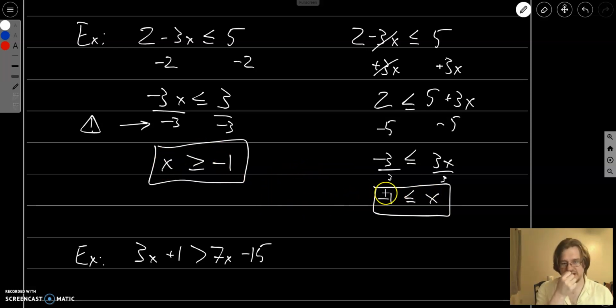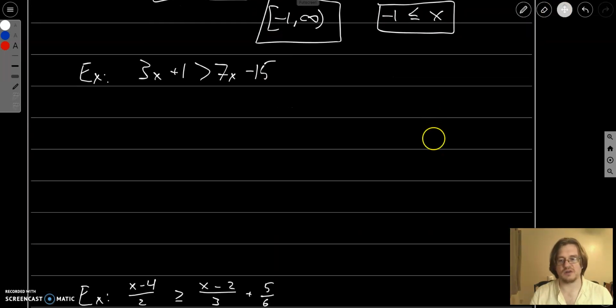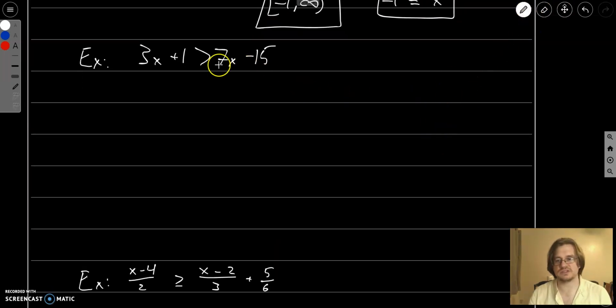In set notation and interval notation, this is going to be all of the x's bigger than -1. So everything from -1 on up, and we're going to include -1 because it's "or equal to." Cool. So there is more than one way to do these questions.